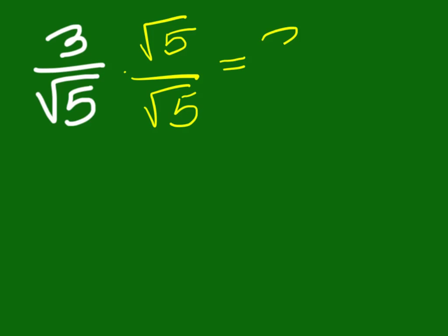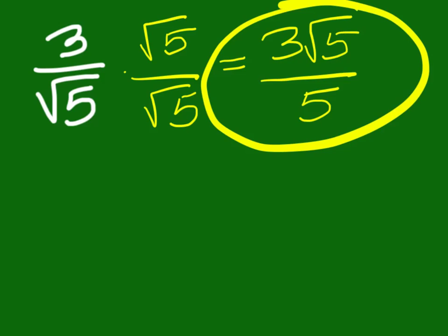On the practice problem, you multiply the top and the bottom by the square root of 5, and that will be 3 square root of 5 over 5, and there's nothing more you can do to it.